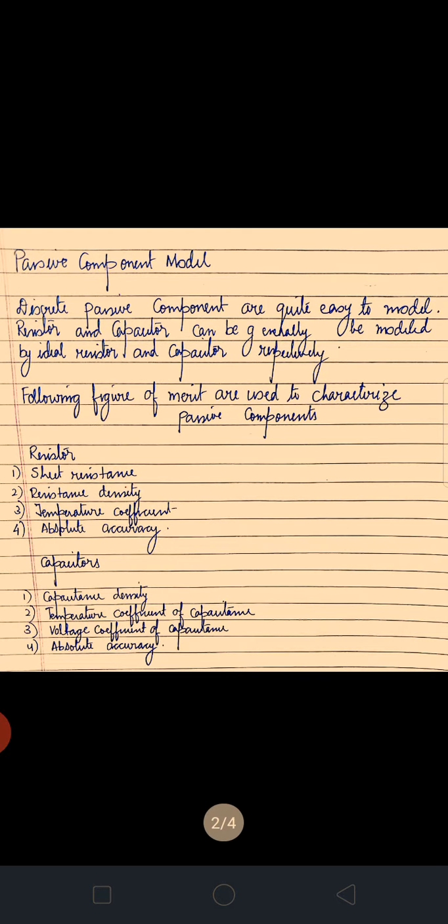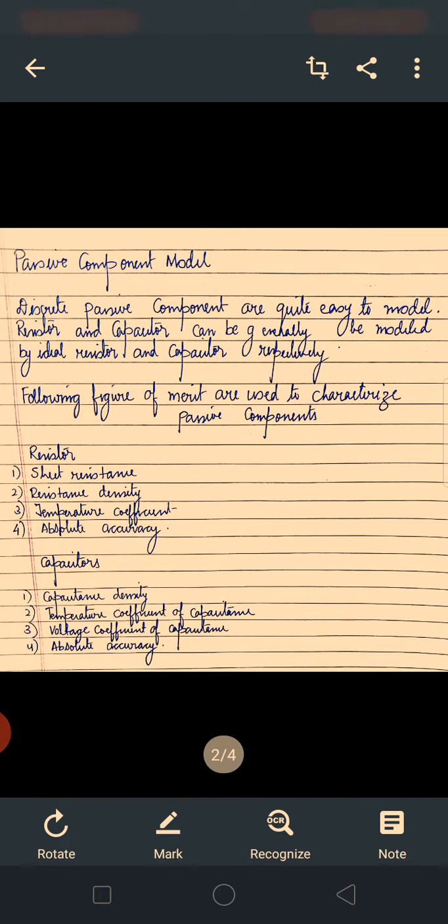Now, in a similar manner, when we talk about the capacitor, we have to take the following points into consideration: capacitance density, temperature coefficient of the capacitance, voltage coefficient of the capacitance and absolute accuracy. Now, we have seen that for passive component model designing, we have to take certain parameters into consideration for resistor and capacitor designing. While doing the fabrication, certain processes have to be followed in accordance with the fabrication techniques.